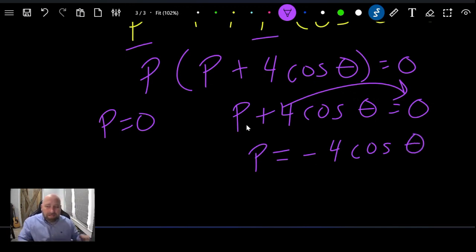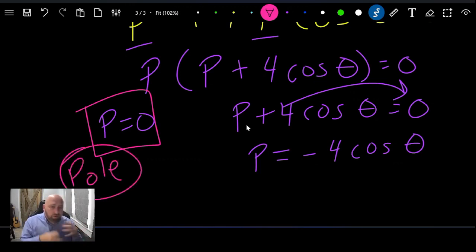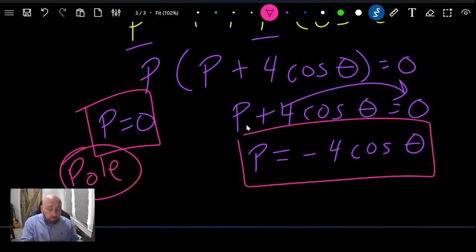All right, so that tells me what my rho equals. Now, let's check this out. This is always going to happen. In every one of these, you're going to get rho equals 0. Rho equals 0 means that this is your pole. This is where you're starting off from, okay? This over here is what you're left with. This is your answer.